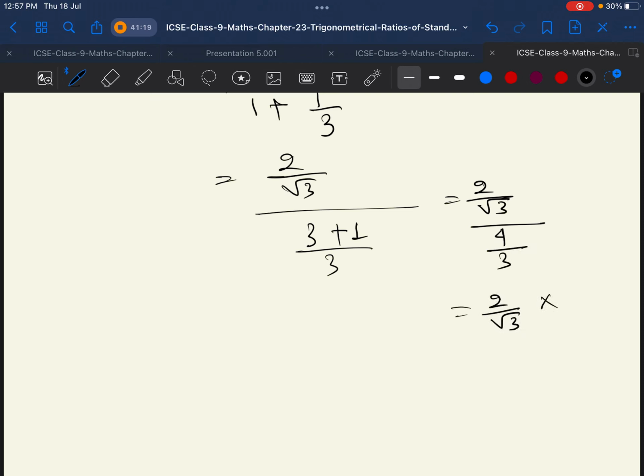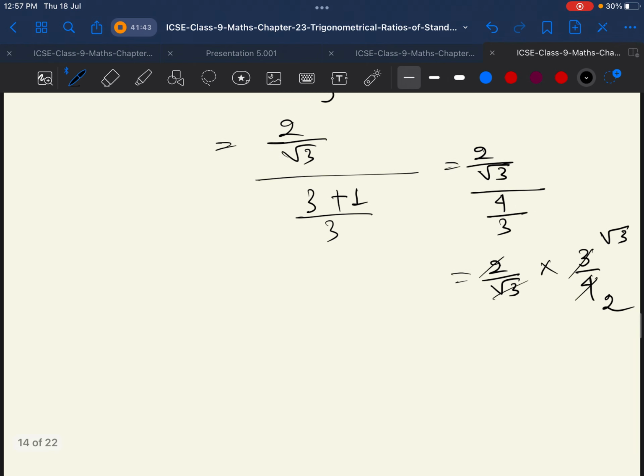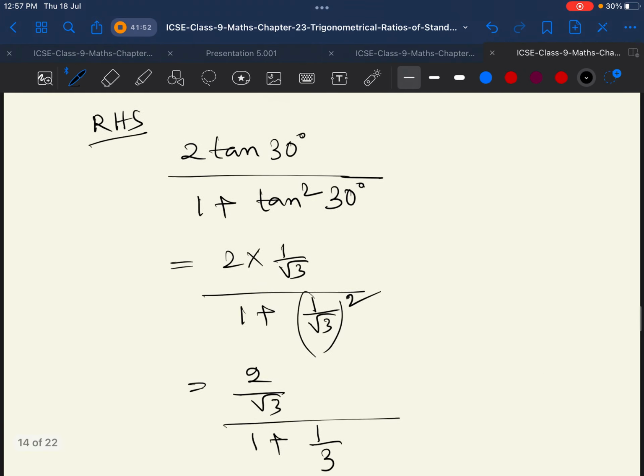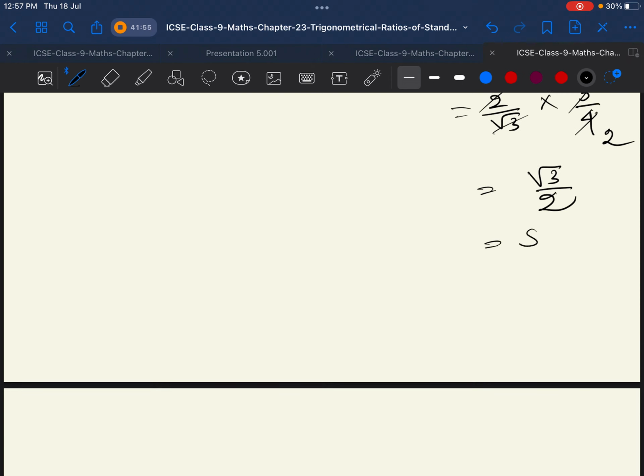So 2 by root 3 into, we can write this term 4 by 3 as 3 by 4. Now 2 is a 4, and we can write here root 3 into root 3 is 3. So this term will be root 3 by 2. We know root 3 by 2 is sine 60. Okay, so this is proved.